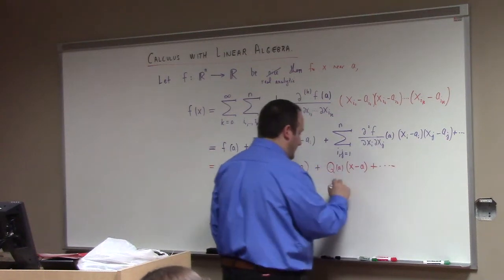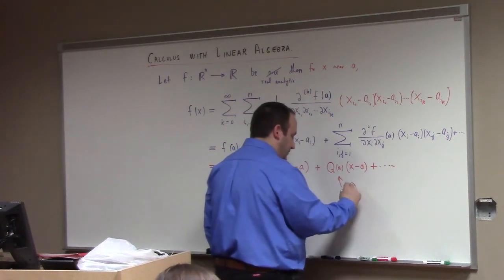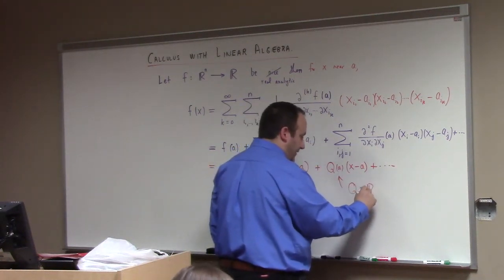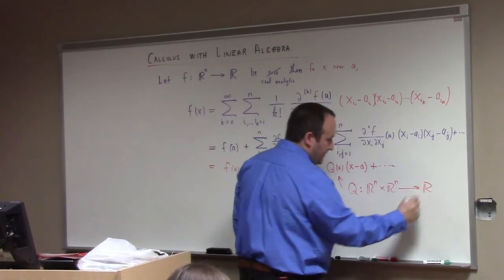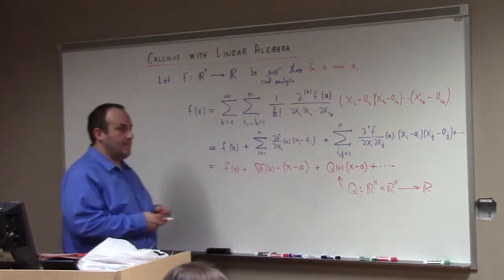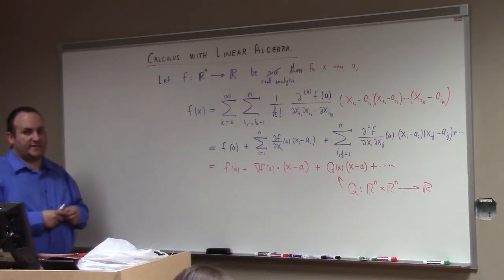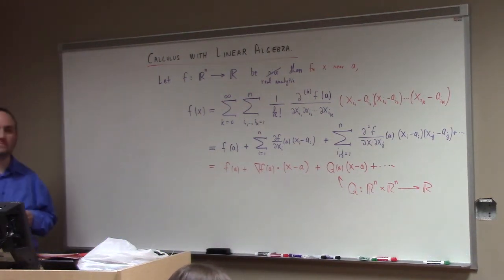Plus dot, dot, dot, dot. Where this Q is a mapping from Rn cross Rn to R. Sometimes this is called the Hessian. Usually its matrix is what's called the Hessian, though. All right?